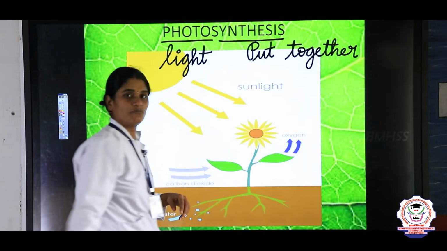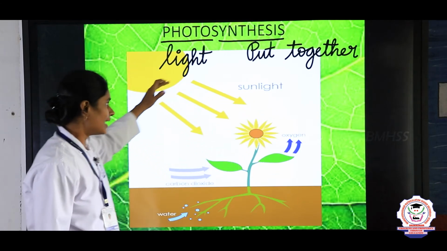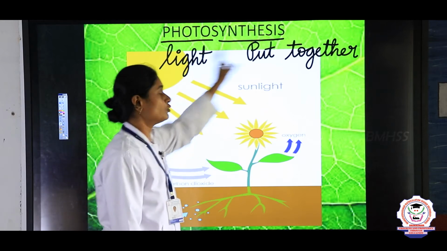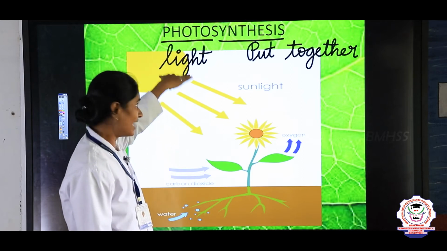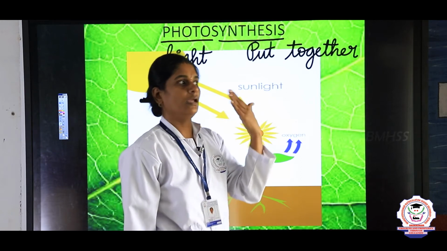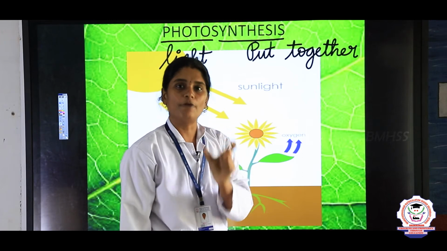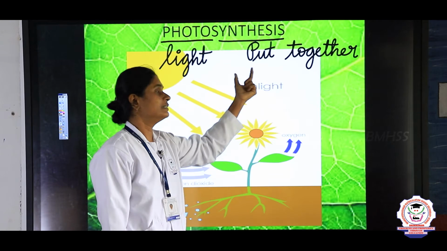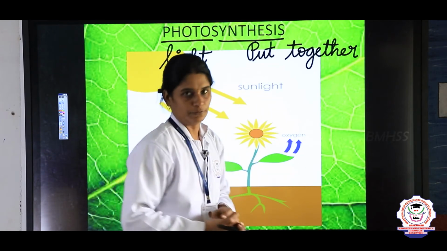So, the process by which plants prepare their own food with the help of sunlight, water and carbon dioxide is called photosynthesis. Photo means light, and synthesis means put together. Maybe in your higher studies, when you study higher secondary and all, you will get the question, what is the meaning of synthesis. You have to write, it means put together, the raw materials are put together to prepare the food, right.